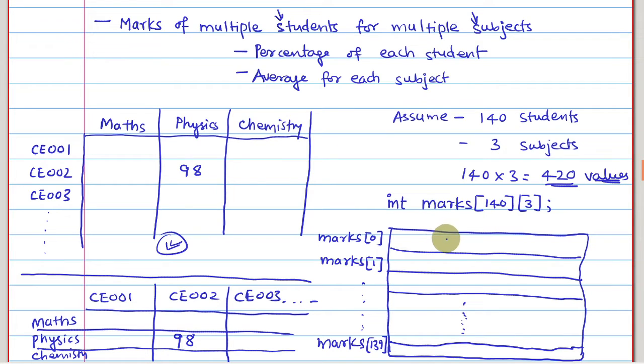Each of these students has 3 subjects. So here marks of 0 is marks of roll number 1 for the subject for which we are using index 0. Then this would be marks of 0, 1, and this would be marks of 0, 2.